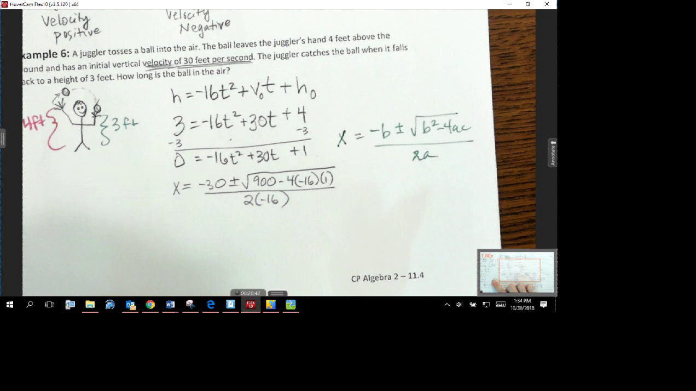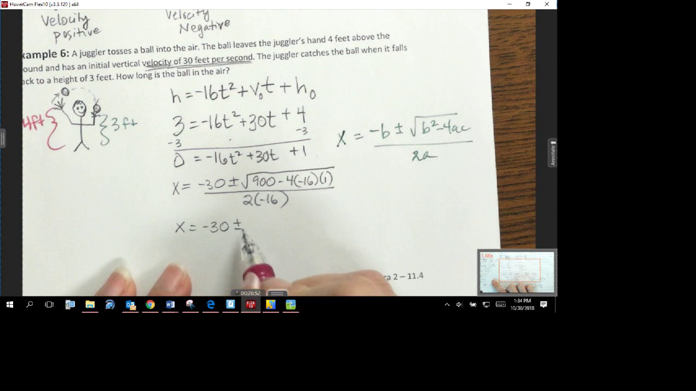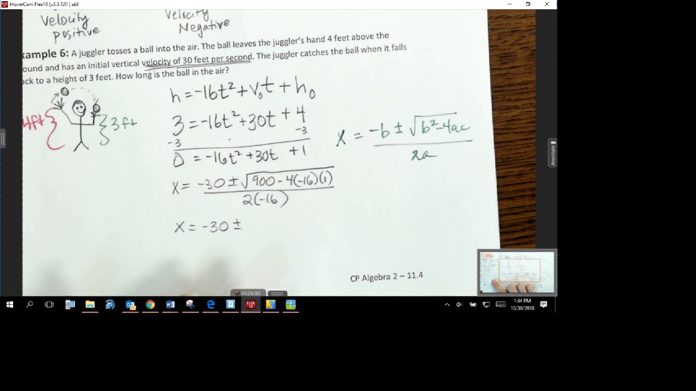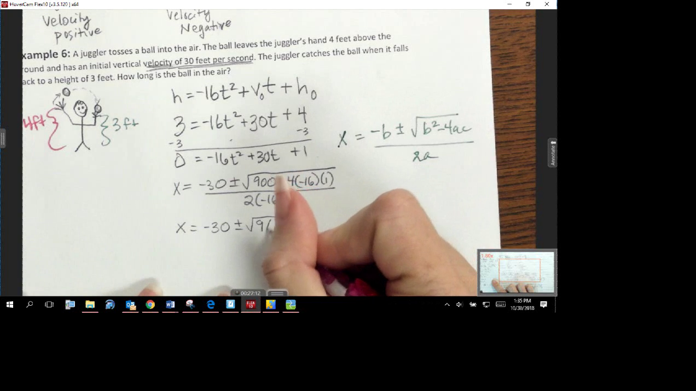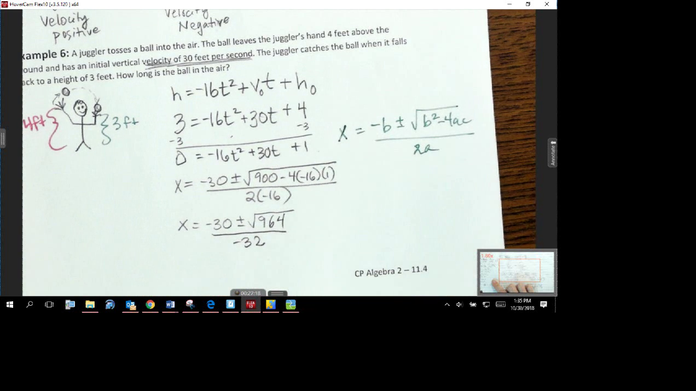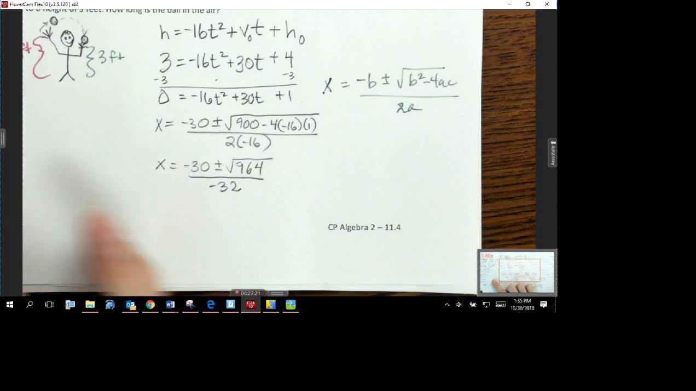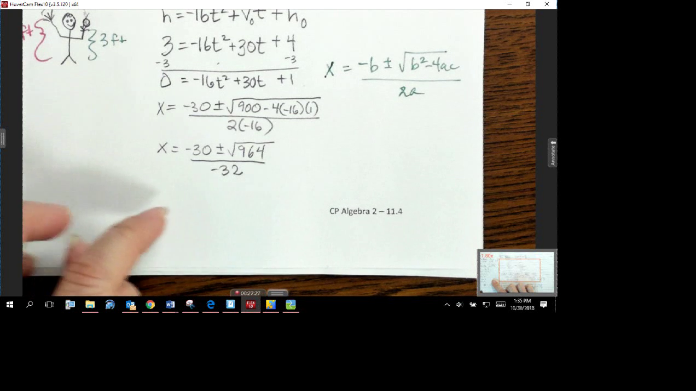So here, maybe you want your calculator. We are going to do something on the calculator in a moment. Okay, so I get negative 30 plus or minus the square root of 964, all over negative 32.